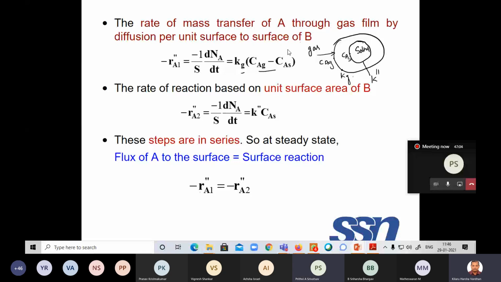What is the difference between the first and the second one, sir? The second one is how much is diffused, that much is reacted. This is where the reaction is happening. The reaction is happening on the surface. The reaction is not happening here.